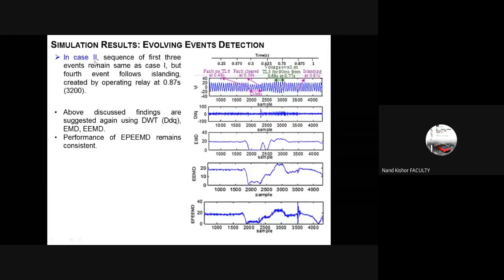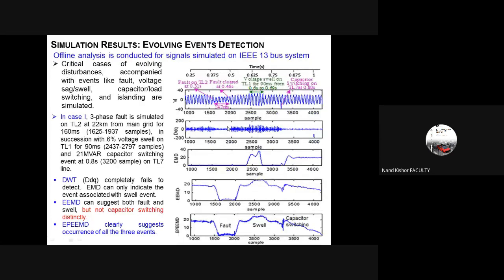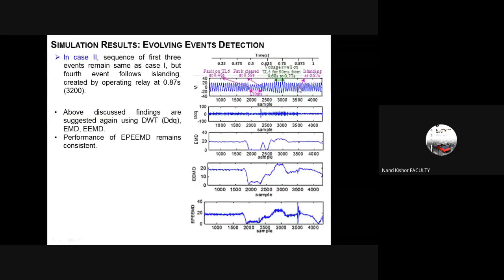Similarly, we had one more study. In this case, we had the fault, we had the swell, and we have the islanding, right? Because if you look at the signal characteristic of capacitor switching and that of islanding, they are very much similar, right? So we have that part, the fault, swell, and island. You can see that using the EPMD technique, we can observe the fault, the swell, and we can also observe the islanding event here, right? But other techniques don't indicate the occurrence of these successive events.